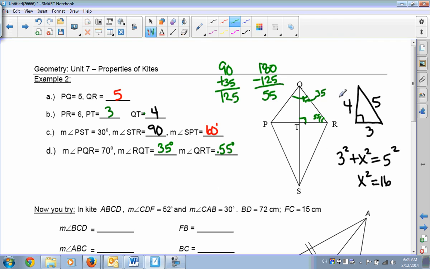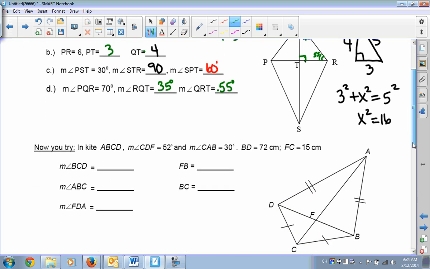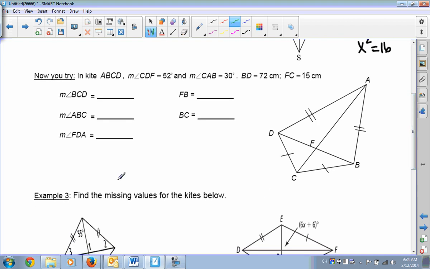So any questions on this? Okay, so now it's saying you try. So I'm going to give you a few minutes. I want you to mark this information on your kite and then see how many of these you can fill in. Okay?